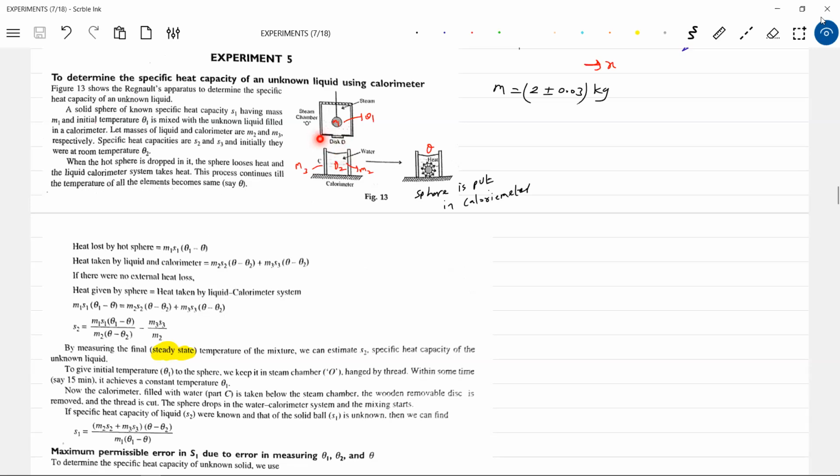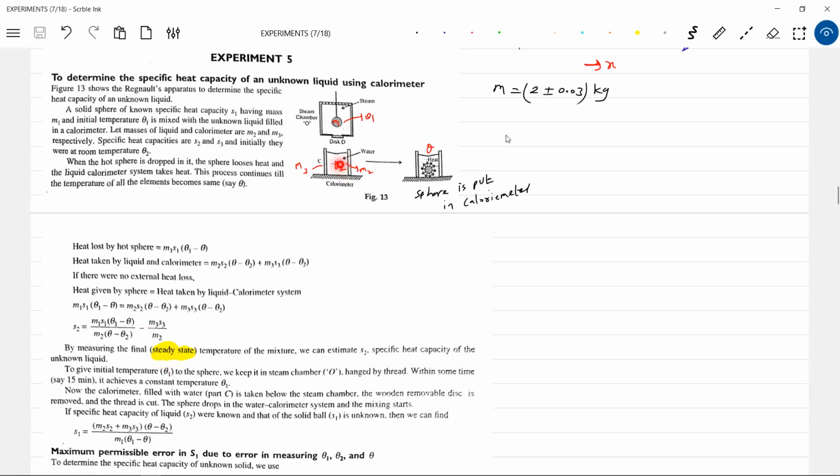Once you remove the disc, the thread is lowered, then I'm going to cut it and the sphere will enter. Initially, what will happen? Convection will occur between the sphere and the liquid in the calorimeter. There'll be convection. Then due to convection, heat will flow inside the calorimeter. Then equilibrium is achieved. Let's not bother about the convection ideas here.